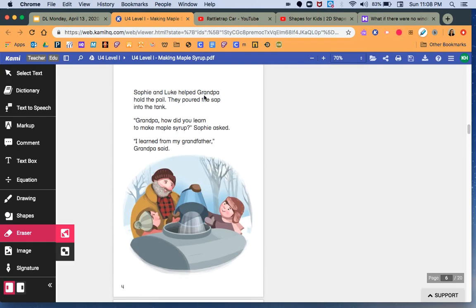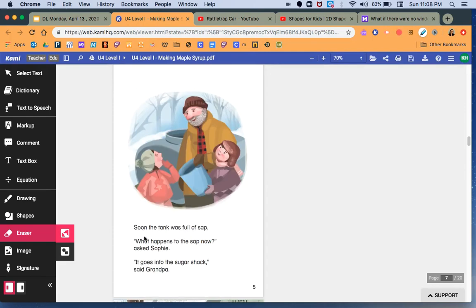Sophie and Luke helped Grandpa hold the pail. They poured the sap into the tank. "Grandpa, how did you learn how to make maple syrup?" Sophie asked. "I learned from my grandfather," Grandpa said. Soon the tank was full of sap.